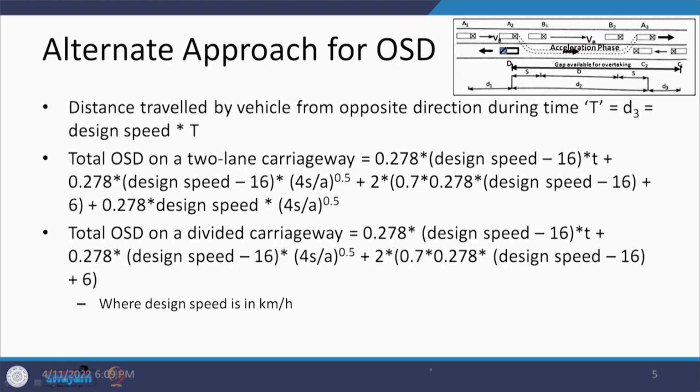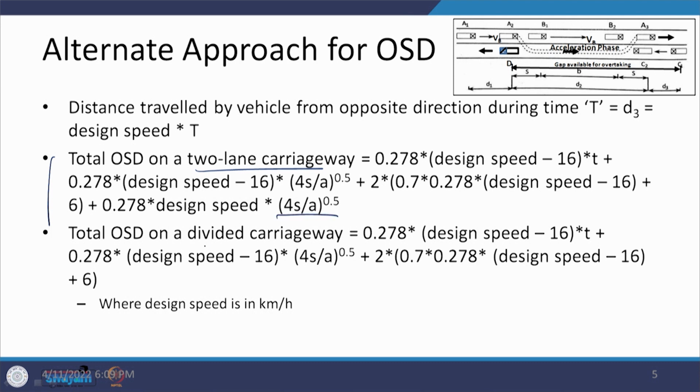So, considering all these, the total OSD on a 2-lane carriageway is a summation of d1 plus d2 plus d3, where d2 is b plus 2s. So, 0.278 into (design speed minus 16) into t, plus 0.278 into (design speed minus 16) into capital T, which is the square root of 4s divided by a, plus 2s, which is 2 into 0.7 times 0.278 into (design speed minus 16) plus 6. That is the value of 2s, and for the vehicle coming from the opposite direction, it is 0.278 into design speed into capital T.